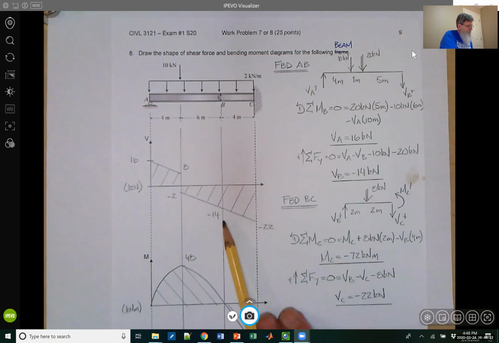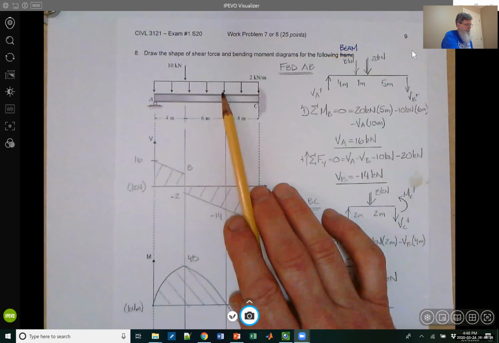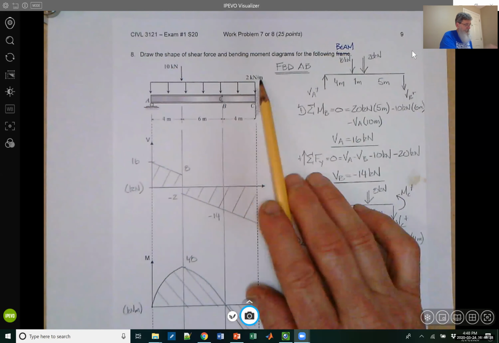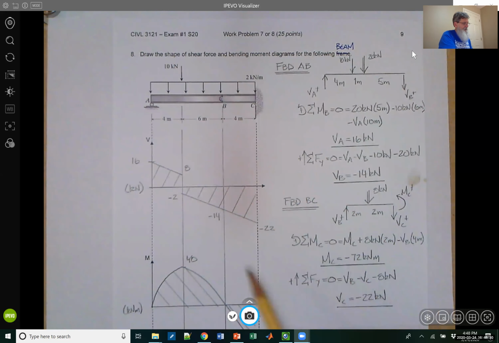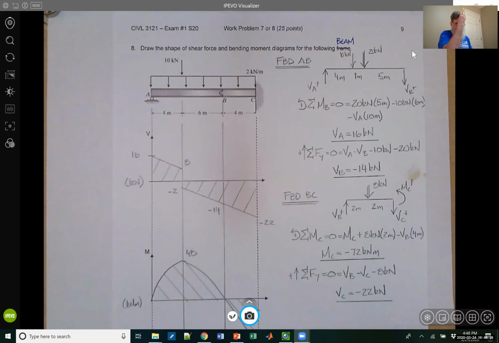And we can finish it by going over the last 4 meters. So the change in shear here should be this area under the load curve, which is 4 times 2, which is 8, minus 8. So negative 14 minus 8 is negative 22, and that matches the shear at C. That's pretty good. All's well there.